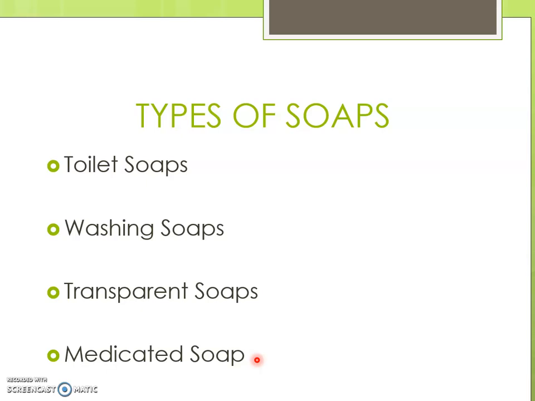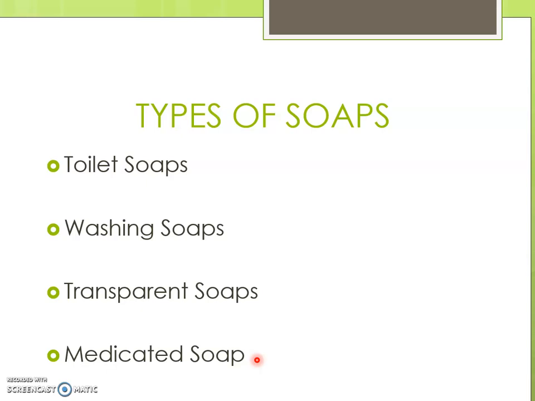Another type of soap is calcium soap or magnesium soap. Usually soap is the metallic salt of a fatty acid. All metals can form soap with fatty acid, but only the sodium or potassium salts are used for washing purposes because these salts are soluble in water. But the calcium salts and magnesium salts of fatty acids are insoluble in water, so they cannot be used for washing purposes.